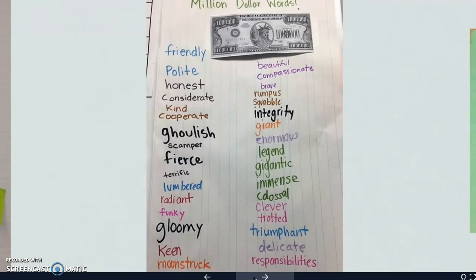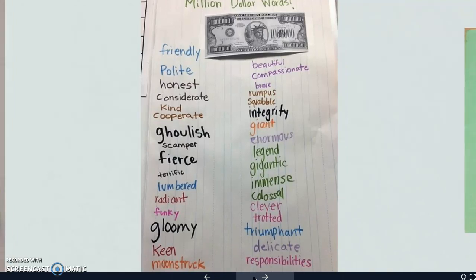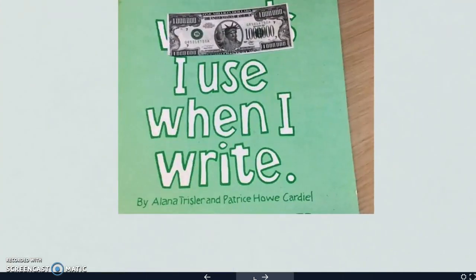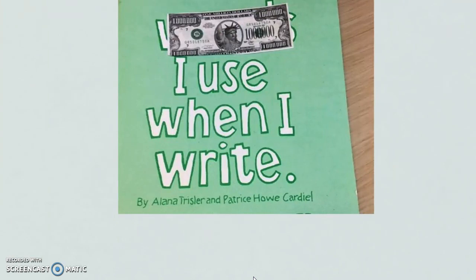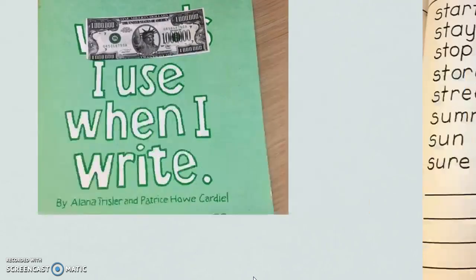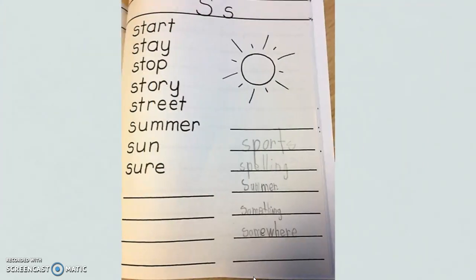It didn't have to necessarily be an adjective, but oftentimes the words were adjectives that we ended up putting on our list. And students actually got their own $1,000,000 word book. They could collect words in and refer back to, and they kept this in their writing folder so that they could use it at Writer's Workshop or during writing station. And here's an example of a student using their $1,000,000 word book to collect some words that they found interesting.